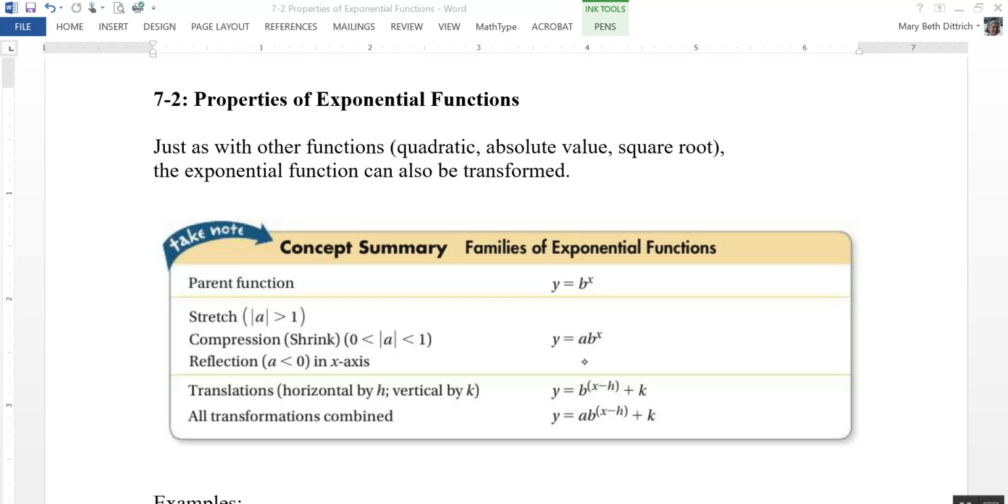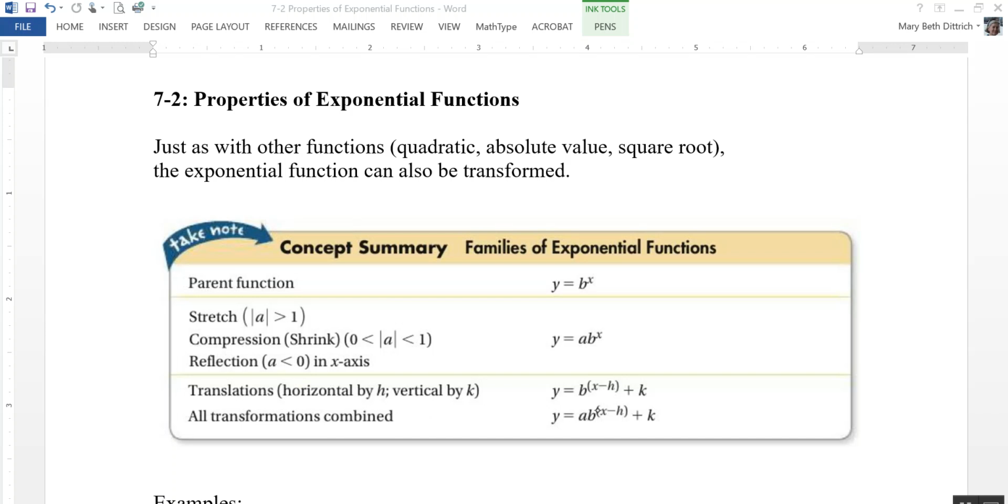So as we saw in the last section, we can put an a in front of that: y equals a times b to the x. If the absolute value of a is greater than 1, it's going to be a stretch. If the absolute value of a is between 0 and 1, it's going to be a compression or a shrink. And if a is a negative number, it's going to be reflected in the y-axis. And again, we have translation, so horizontal by h and vertical by k.